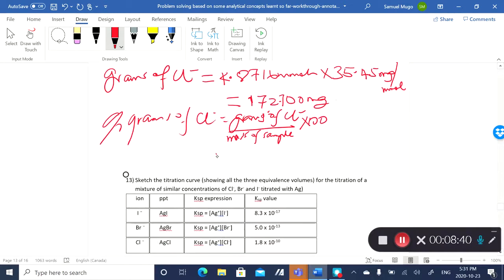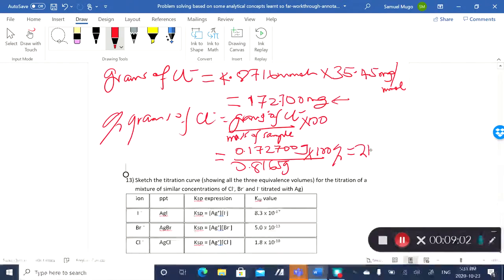And so in this case, you can just substitute. You've got 0.17270, that was the grams up there, divided by the mass of the sample, which we know is 0.8165 grams, times 100. And you should be able to get 21.15 as what you would determine as the concentration of chloride in the sample.